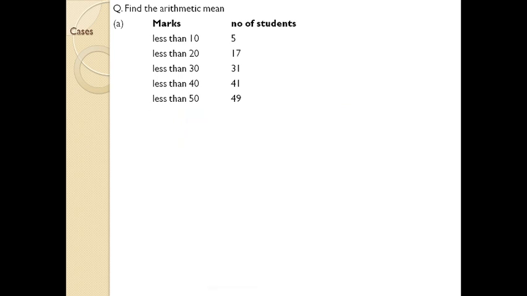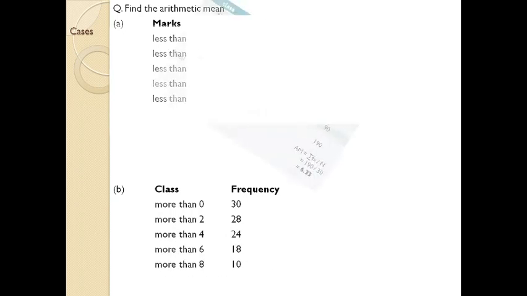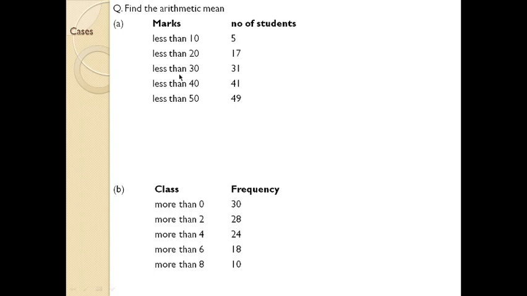Next one, we will be dealing with another case relating to this pattern. Another set of details is given: class and frequency. Regarding that, it is said that more than 0 is 30, more than 2 is 28, more than 4 is 24. Likewise, another set of details is given.